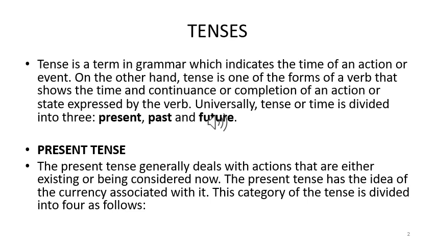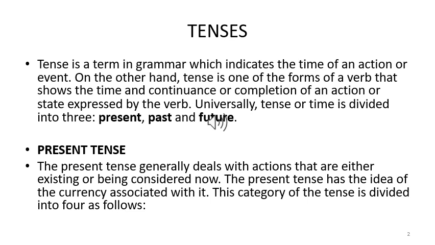Because verbs are action words, action takes place in time. So it is important to know the time that an action is taking place, whether it has taken place, whether it is taking place at the time of the speaking, or whether it is intended to take place in the future. This is why universally tense or time is divided into 3: present, past, and future. Present time, past time, and future time, or present tense, past tense, and future tense.